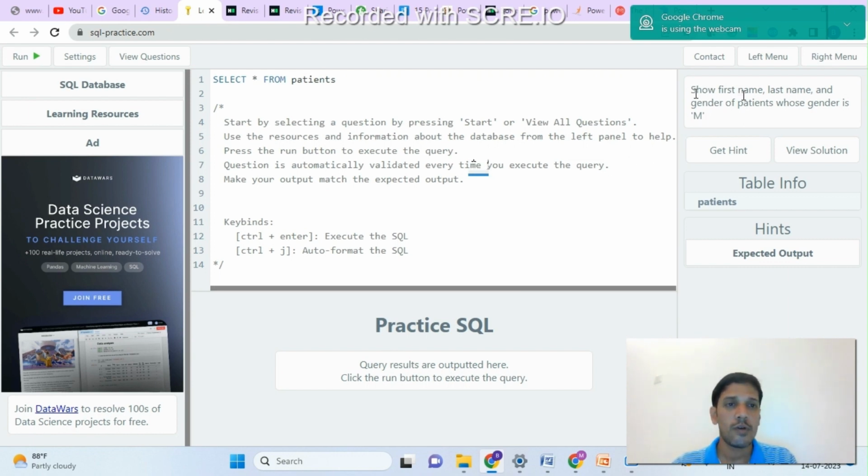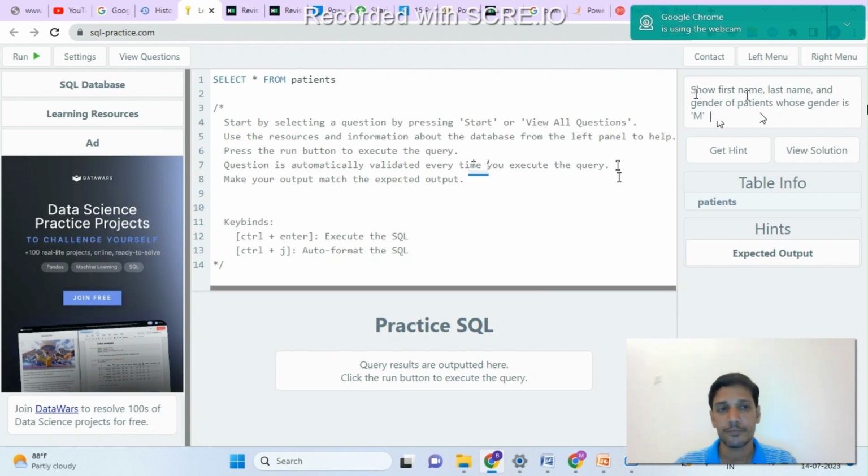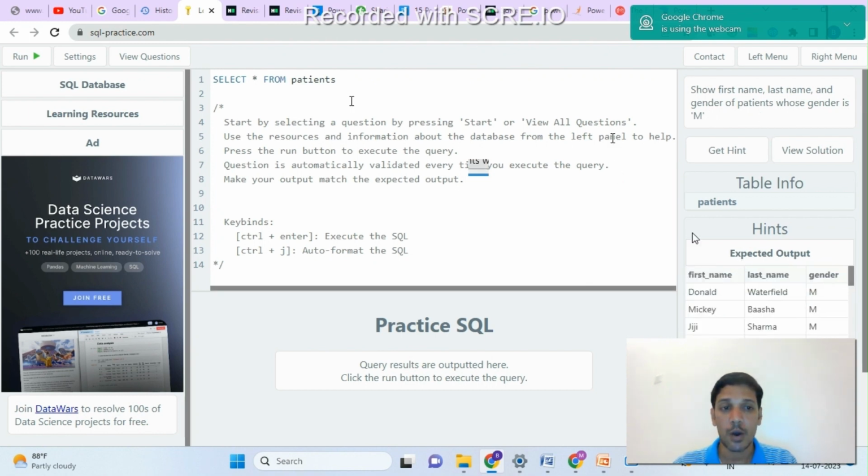Here it is showing: show first name, last name, and gender of patients whose gender is M. Now when the question comes, you will always try to think, and that will increase your thinking power, and you will try to find the answer. How can I do that? You can even check the expected output also. This is the output, and based on this output, how am I going to write the query?